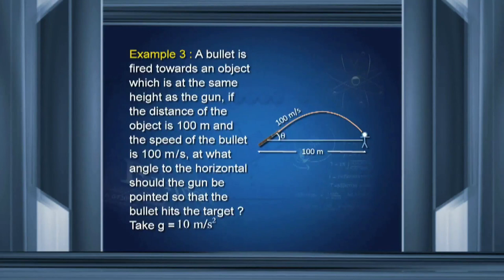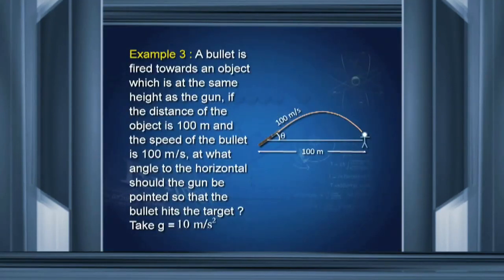Let us take another example. This one is from the pulleys. You see, a bullet is fired towards an object which is at the same height as the gun. If the distance of the object is 100 meters and the speed of the bullet is 100 meters per second, at what angle to the horizontal should the gun be pointed so that the bullet hits the target? We take g once again as 10 meters per second square.